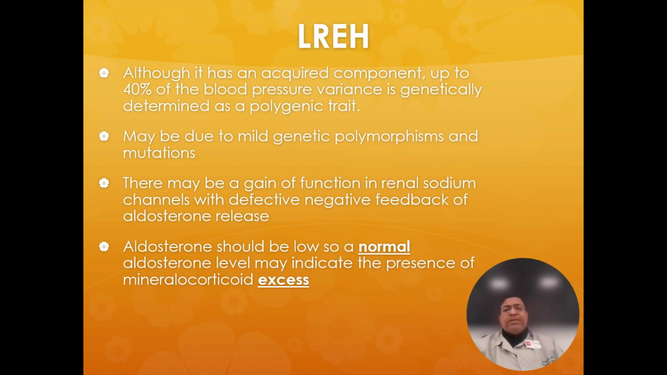Although low renin essential hypertension has an acquired component, up to 40% of the blood pressure variance is genetically determined as a polygenic trait. And this may be due to mild genetic polymorphisms and mutations. There may be, for example, a gain of function in renal sodium channels with defective negative feedback of aldosterone release. Again, aldosterone should be low, so a normal aldosterone level may indicate the presence of mineralocorticoid excess.